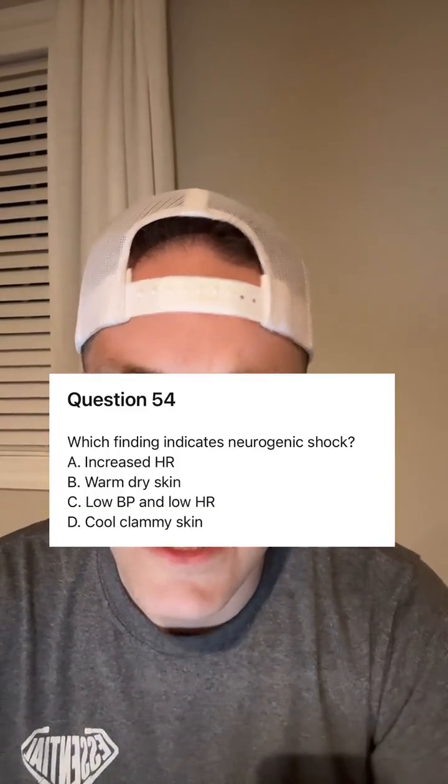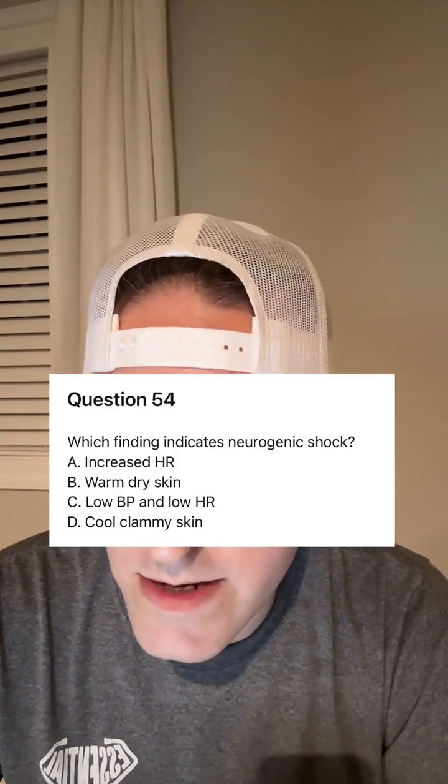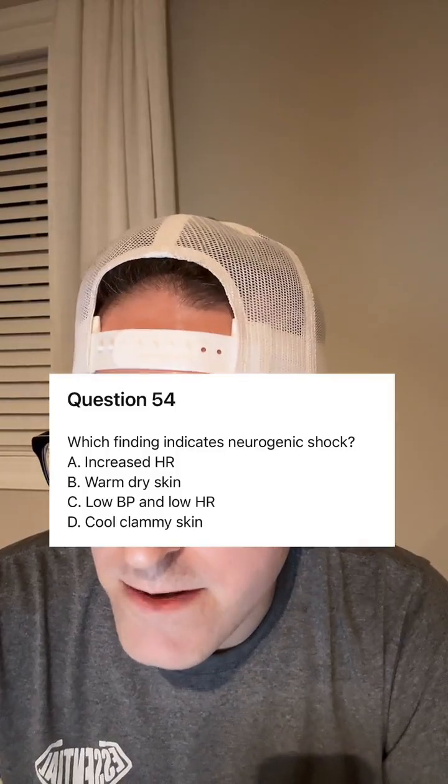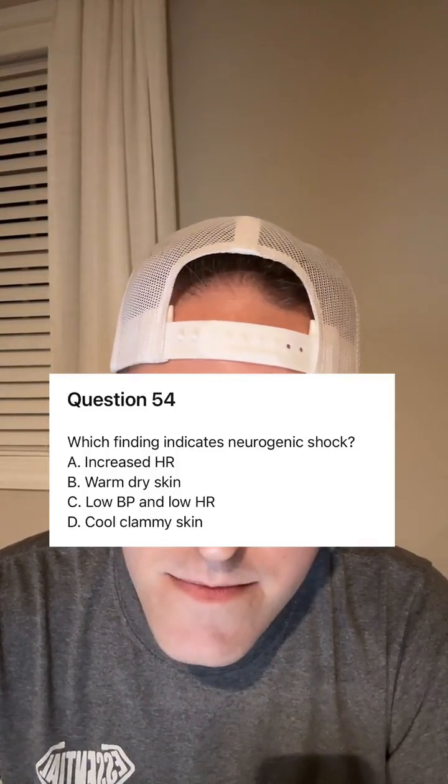All right. Which finding indicates neurogenic shock? Let's go. We need to pump through these last 6. Neurogenic shock.